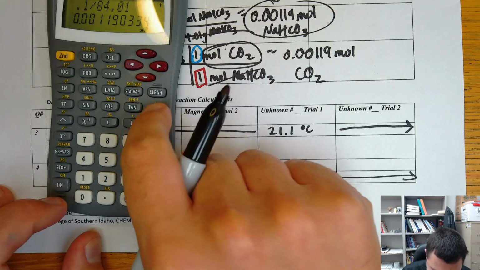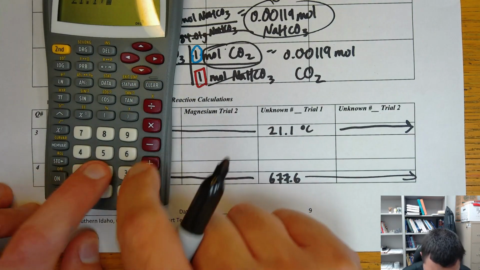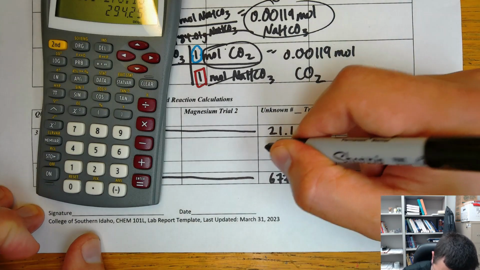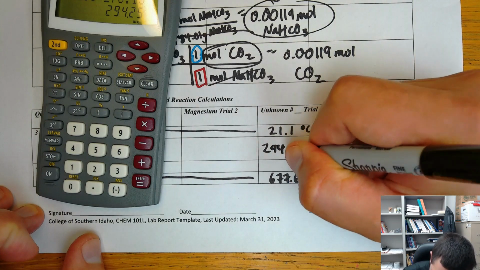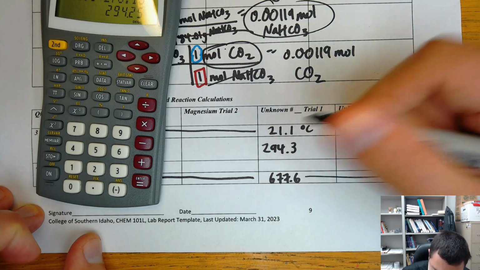So 677.6, 21.1. But we're going to need this in kelvins, right? So 21.1 plus 273.15. So we're going to get 294.3 because we can only stop in the tenth place.